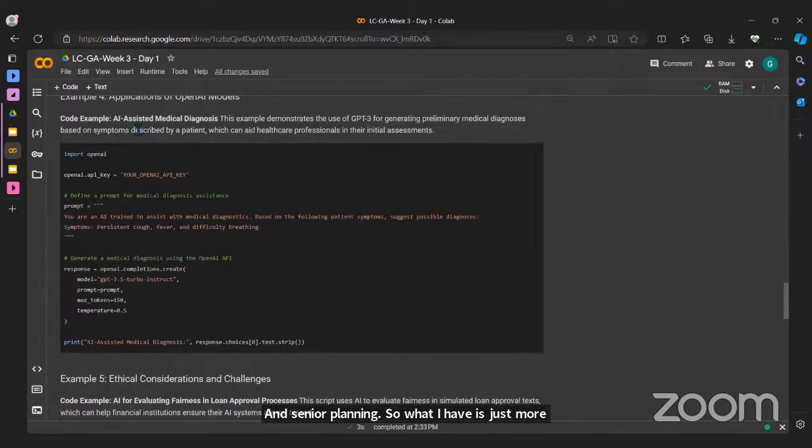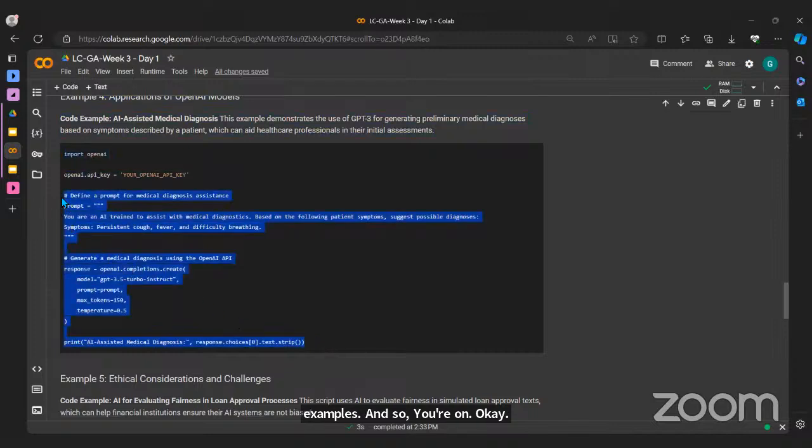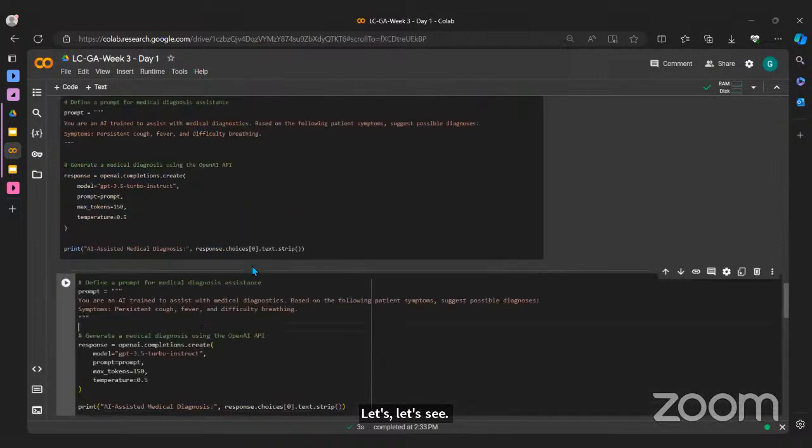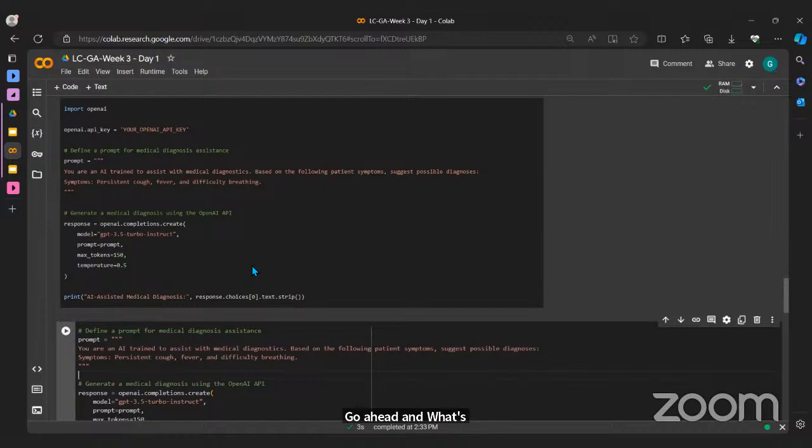Here is acting as an AI assisted medical diagnosis. You are an AI trained to assist with medical diagnosis based on the following patient symptoms, suggest possible diagnoses. So let's see what this one is going to do for us. So here it's acting as a medical diagnosis assistant.